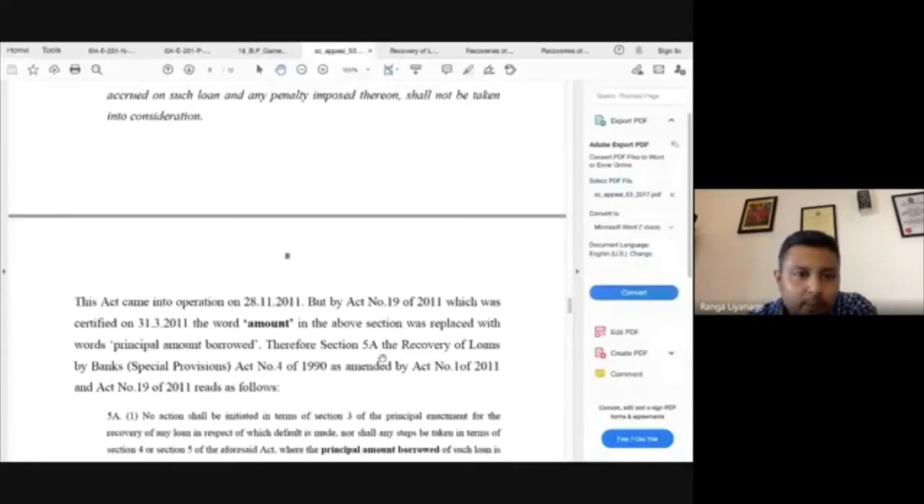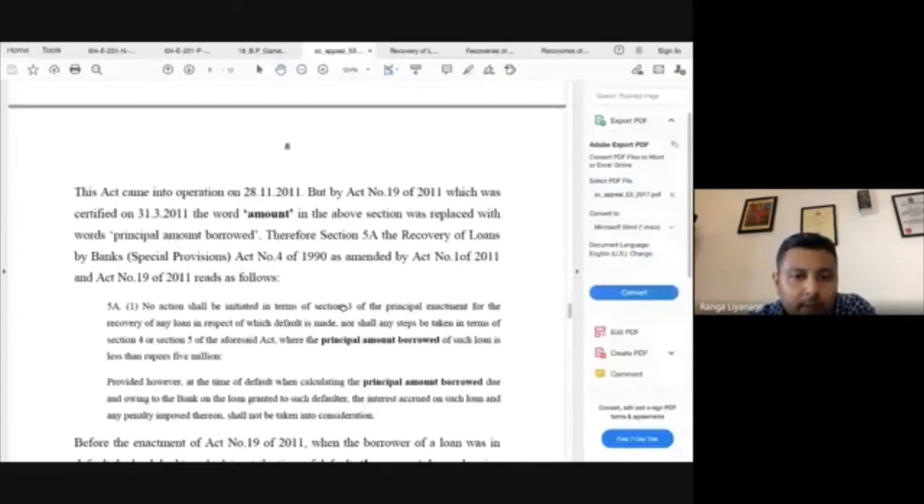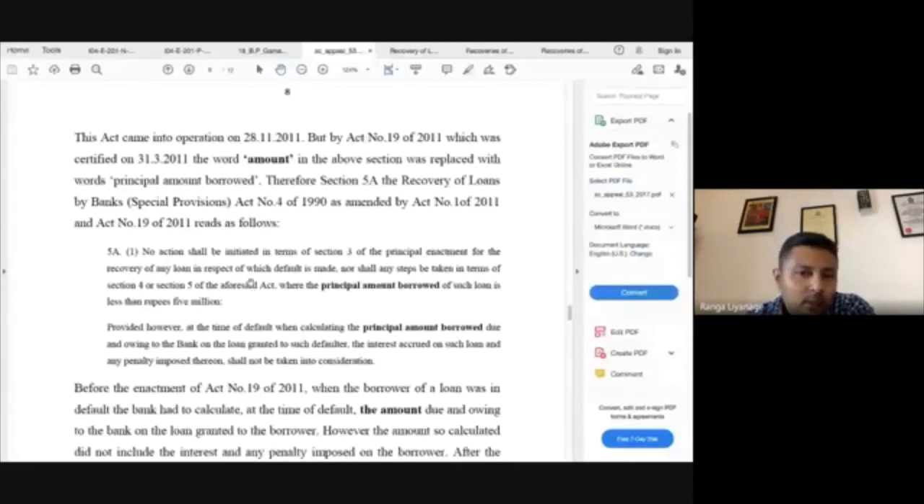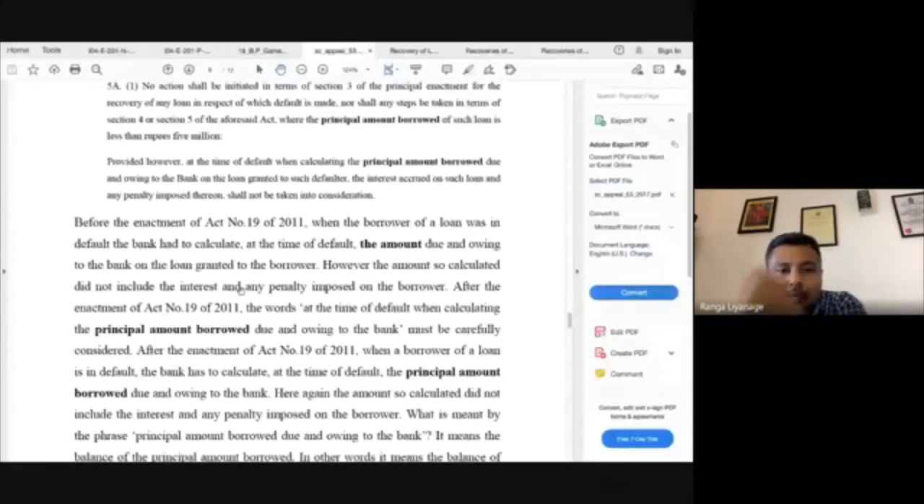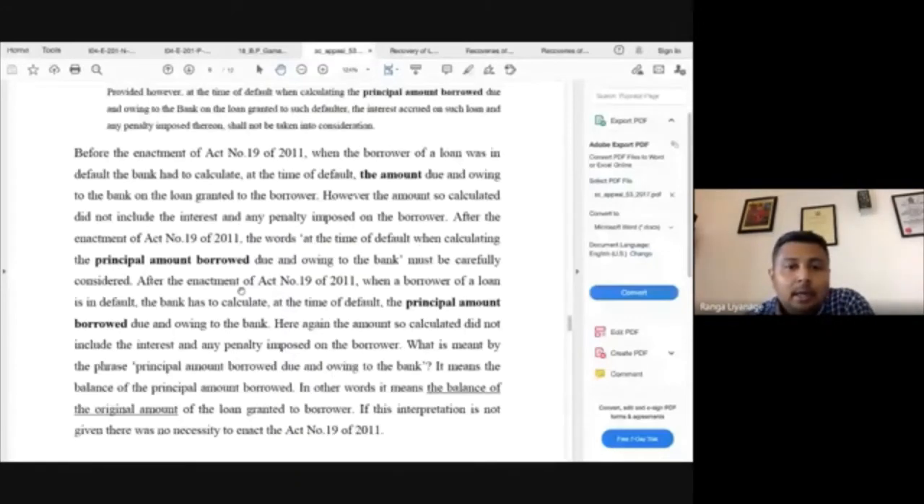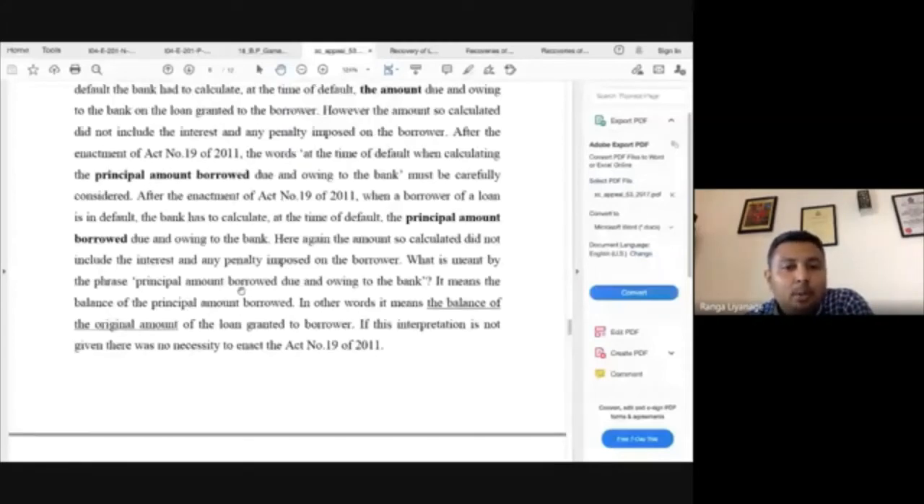So this is the position after the amending Act number 19 of 2011. Right? The court then analyzed that the amount has been changed to the principal amount borrowed. And then the court said, what is meant by the phrase principal amount borrowed due and owing to the bank? It means the balance of the principal amount borrowed, not the original one. In other words, it means the balance of the original amount of the loan granted to the borrower. Right?